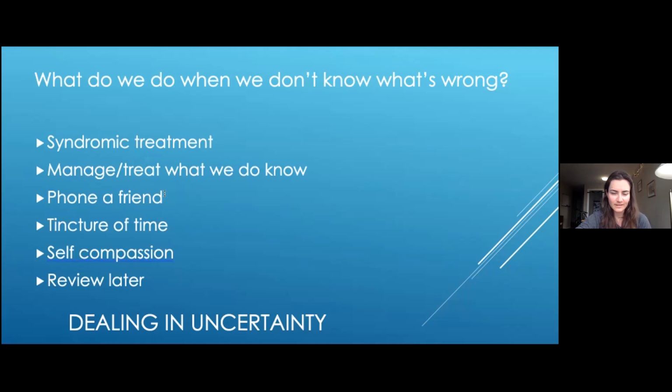Sometimes, I think we've all experienced this, that we'll take care of patients in the hospital for days or weeks on end, doing these syndromic treatments and taking care of what we know how to take care of, and we still don't really understand what's going on with them. It just takes time for these things to declare themselves. And that can be a really hard space for us to be in, to feel like we don't know how to help our patients because we don't understand what's driving their processes.